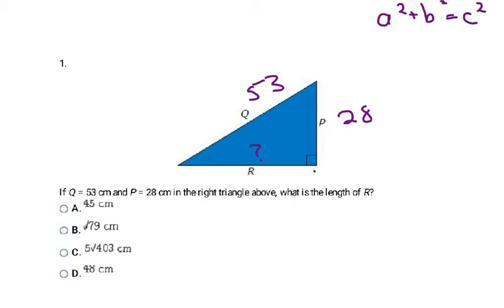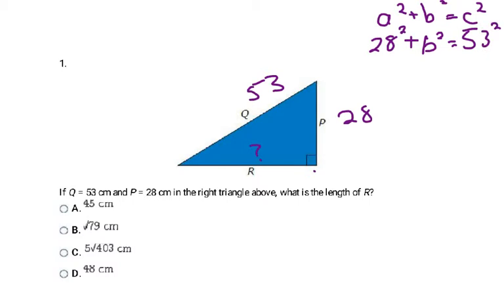A and B are my legs, and my legs here that form the right angle are P and R. I know one of them is 28 and the other one's what I'm looking for. Which one is A and which one is B doesn't matter, as long as you mark them both as legs. So I'm just going to put 28 squared plus b squared. You could put a squared plus 28 squared. Either way works. However, this 53 is the hypotenuse. It's across from the right angle. It always has to be C. So I'm going to go ahead and write 53 squared here.